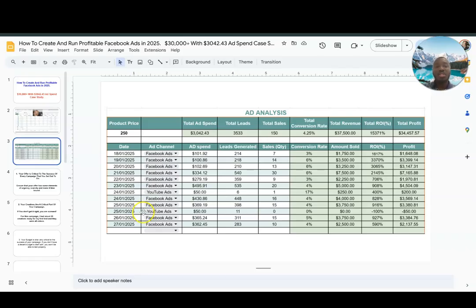So if you're new to this, don't worry, we'll just take it one step at a time. So let's look at those components that actually are crucial to you creating and running profitable Facebook ads in 2025. I won't be going to the ad account in particular, because I don't want to reveal the identity of the client, and I also don't want to reveal the product being sold. So I'm just going to make this as vague as possible without leaving any hint or trace. But you'll be able to learn a lot of things at the end of the day, right?